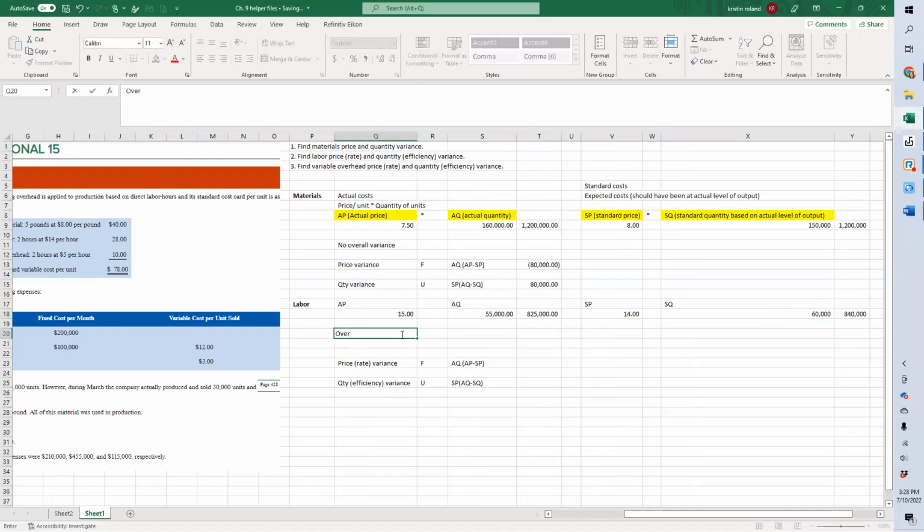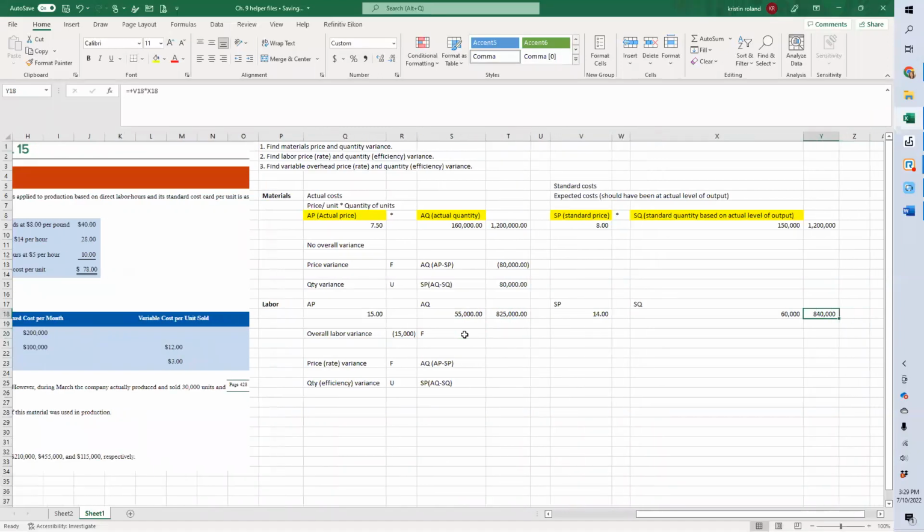So what is our overall labor variance? It's the 825, our actual, minus our 840, what we expected. So our overall variance is 15,000. Is that favorable or unfavorable? It should be favorable, because we spent less than we expected. Pull these out.